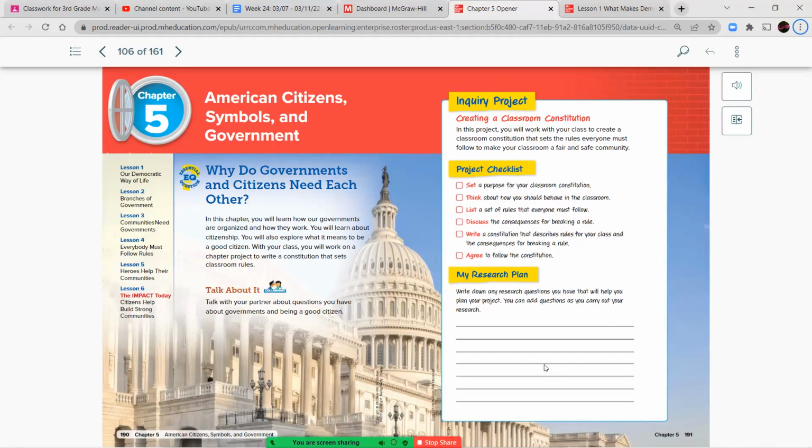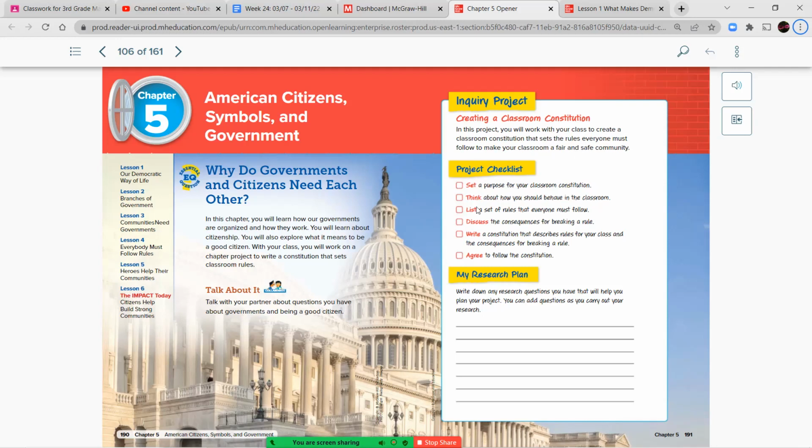So this is going to be the project that's due at the end of our chapter. You're going to create a classroom constitution. In this project, you'll work with your class to create a classroom constitution that sets the rules everyone must follow to make the classroom a fair and safe community.